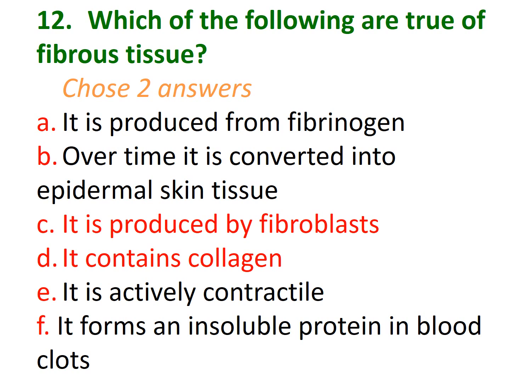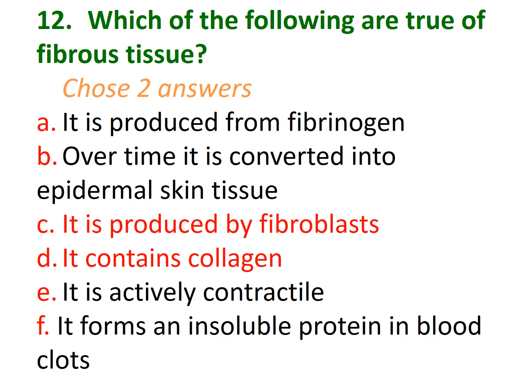Fibrinogen is a soluble protein in the blood. And under appropriate circumstances, fibrinogen is converted into fibrin, or some people pronounce it fibrin. And fibrin is long, sticky strands. So, for example, if a blood clot is forming, then the fibrinogen will be converted to fibrin, and the other cells will stick to the fibrin, forming a blood clot. So that's definitely wrong.